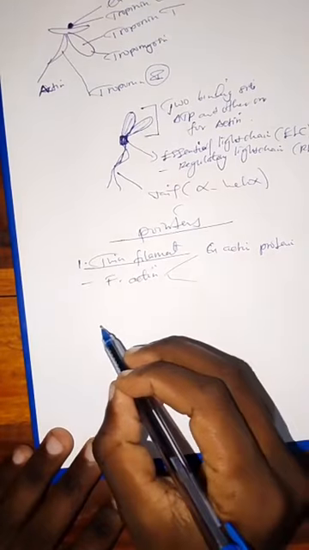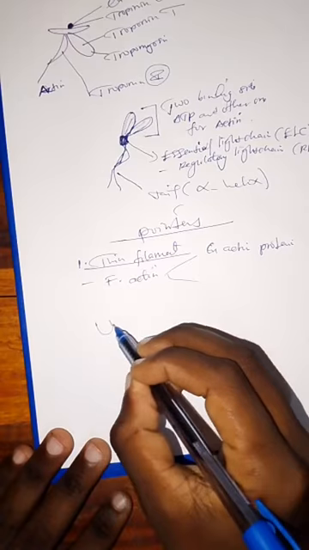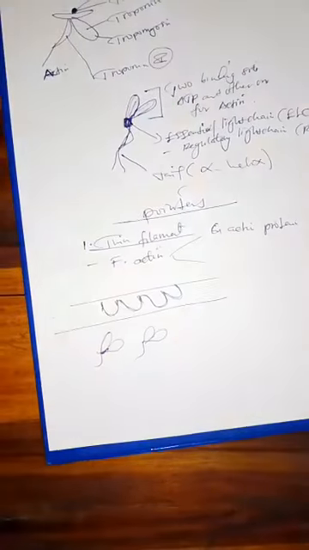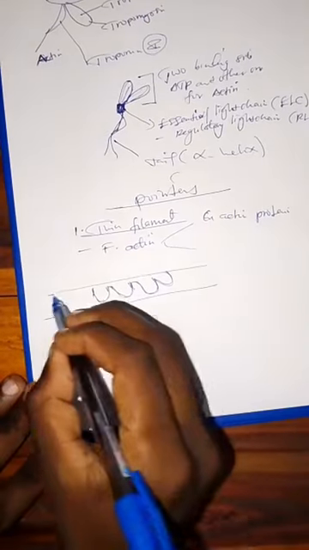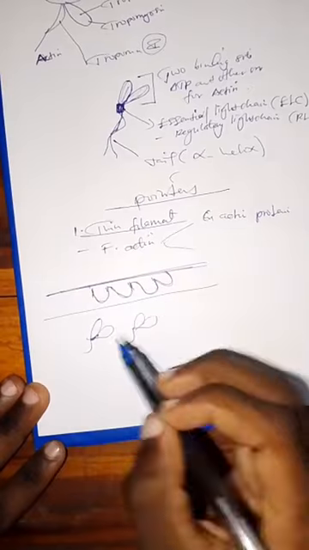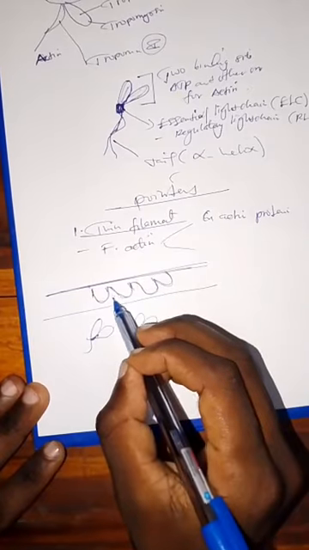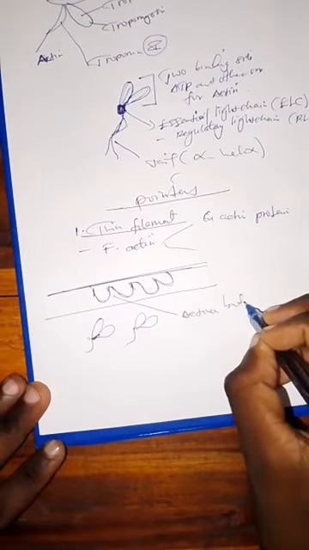Okay, let me draw like this. This is a simple structure I'm trying to illustrate. What you are seeing here is the thin filament, and this is the actin. Here is where the active binding sites are. This is the active binding site.